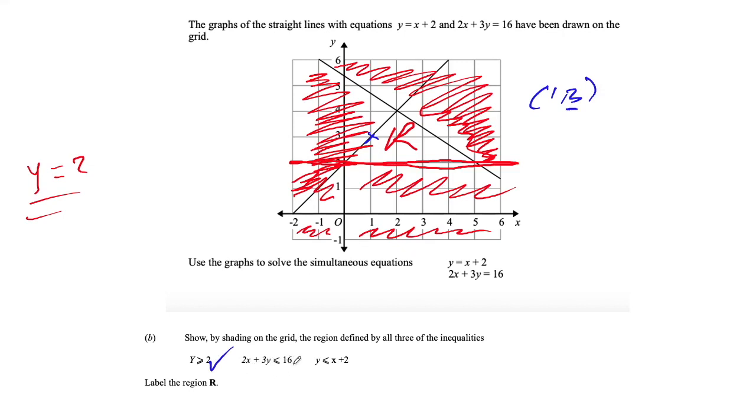2x plus 3y is less than or equal to 16. So 2x, 2 times 1 is 2, plus 3y, 3 times 3 is 9, less than or equal to 16, while we know 11 is less than 16, so we're good for that one as well. Lastly, y is less than or equal to x plus 2. So we know y is 3, x is 1, 1 plus 2 equals 3, so we know we're good for that one as well.